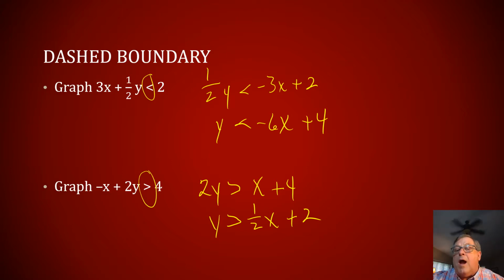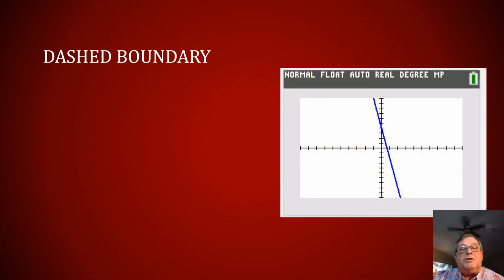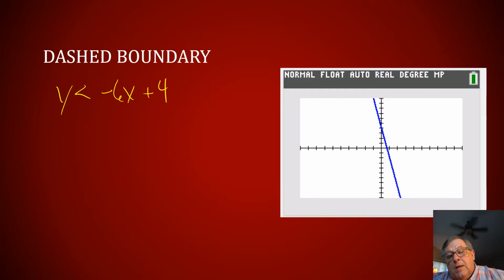Now I have graphed the first equation, which was y is less than, let me double check, yeah, less than negative 6x plus 4. But I graphed it as an equality. In other words, when I put in my graph, I put y equals negative 6x plus 4, and I've got this line. Now, in determining here what my solution set is, I'm going to pick a test point.